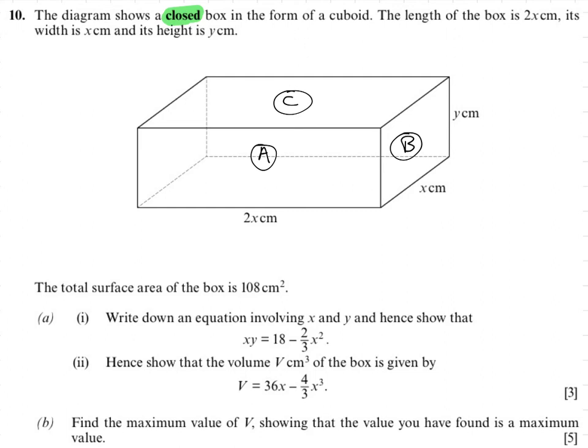And finally, question 10. So we have got a closed box, very important you recognise it's closed, and we're told the lengths of these boxes. And we're told what the total surface area is, and it says write down an equation involving x and y and hence show it's that, hence show it's that.